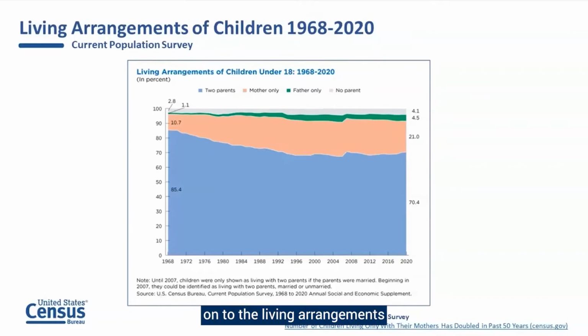All right, now let's move on to the living arrangements of children and how they've changed over time. I find this graph fascinating, first off, because it illustrates 52 years of data, ranging from 1968 to 2020. And the data here comes from the Census Bureau's Current Population Survey. What this shows most notably is that the number of children living with two parents has dropped from 85% in 1968 to 70% in 2020, while the percentage living with their mother has almost doubled from 10.7% in 1968 to 21% in 2020.